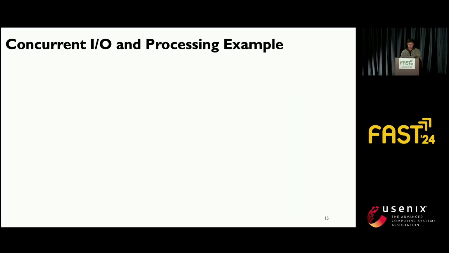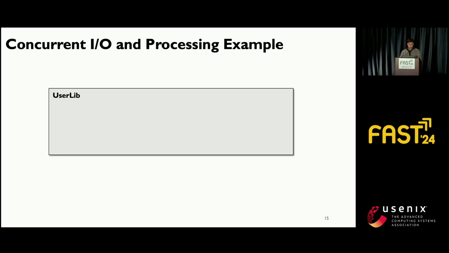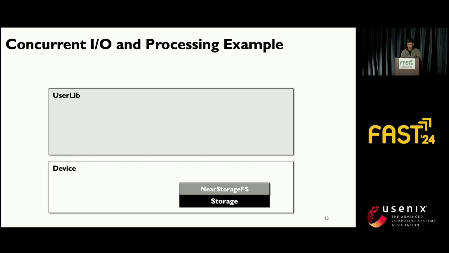Here is an example for I/O and data processing with OmniCache. So first, UserLib is a user library that resides in the host. Applications need to use the UserLib to communicate with the device. And on the device side, it includes a near storage file system, which is a device-level file system. It can handle the I/O and data processing requests.